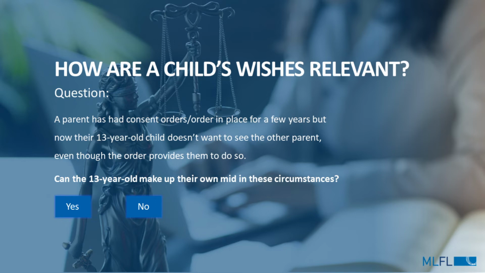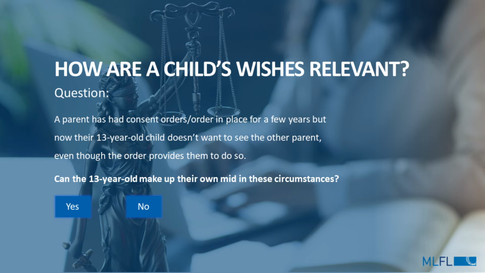This is a difficult question. Basically, if you have an order in place, as I said earlier, that order does stay in place until a child is 18 years of age. And a 13-year-old shouldn't really be making up their own mind. The parent whom they live with should be encouraging that child to spend time with the other parent. In saying that, children will often vote with their feet.